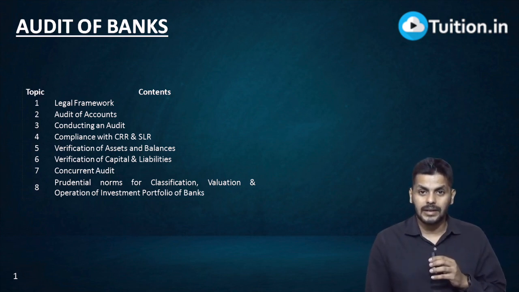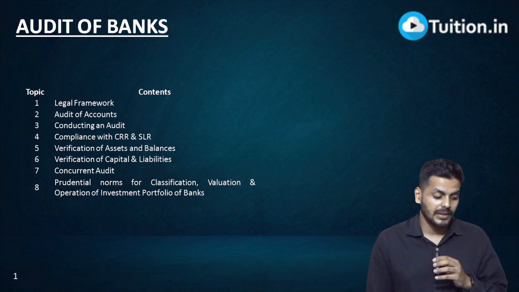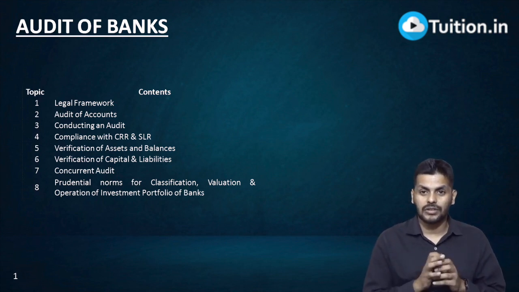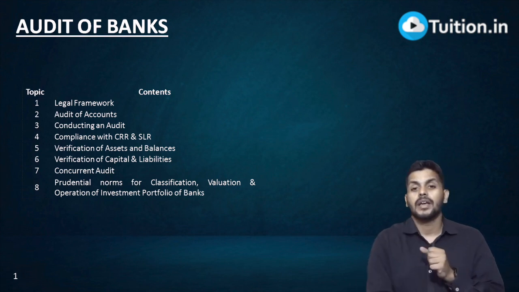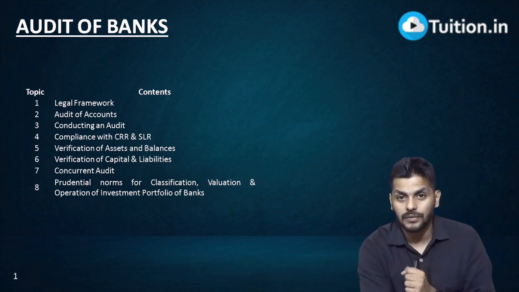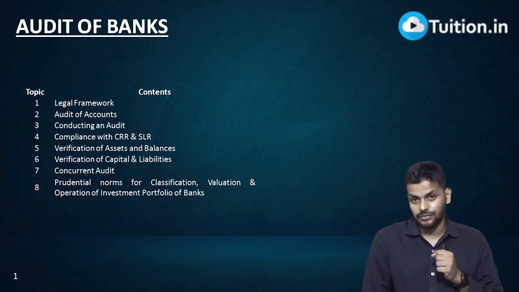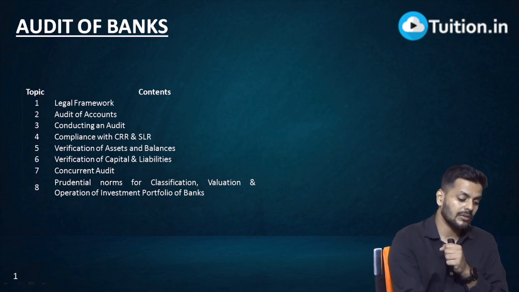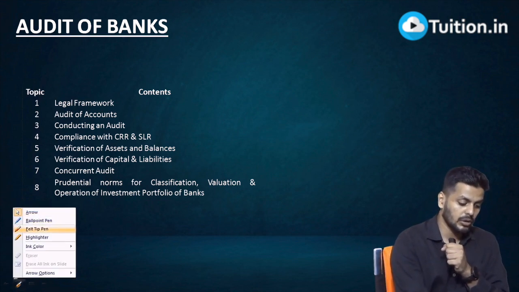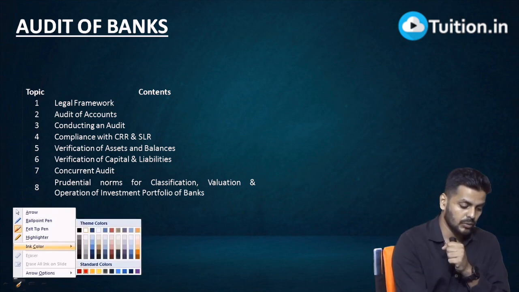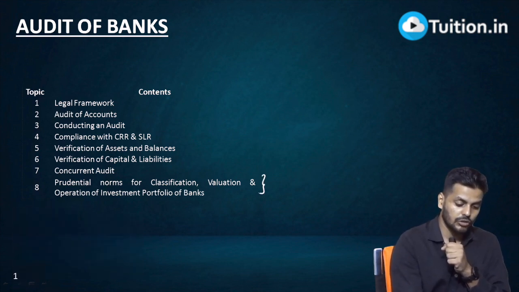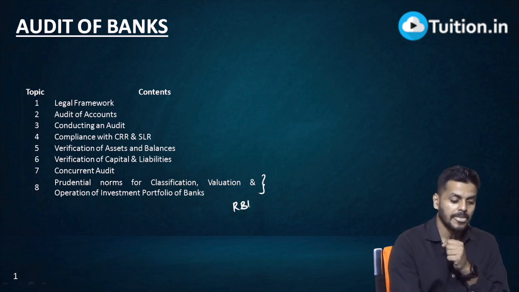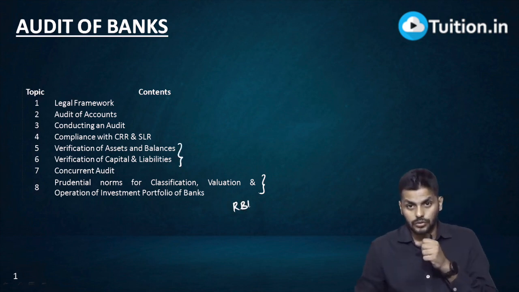We will be dealing with that as well, and we will also be dealing with compliance with CRR, SLR, the cash reserve ratio and statutory liquidity ratio, verification of assets and liabilities, both we are seeing. Concurrent audit, a small concept towards the end. So these two have a lot of role to play, so we are going to talk about those two in greater detail, and then towards the end talk about some of the prudential norms that are established by RBI, with a long discussion on those also.